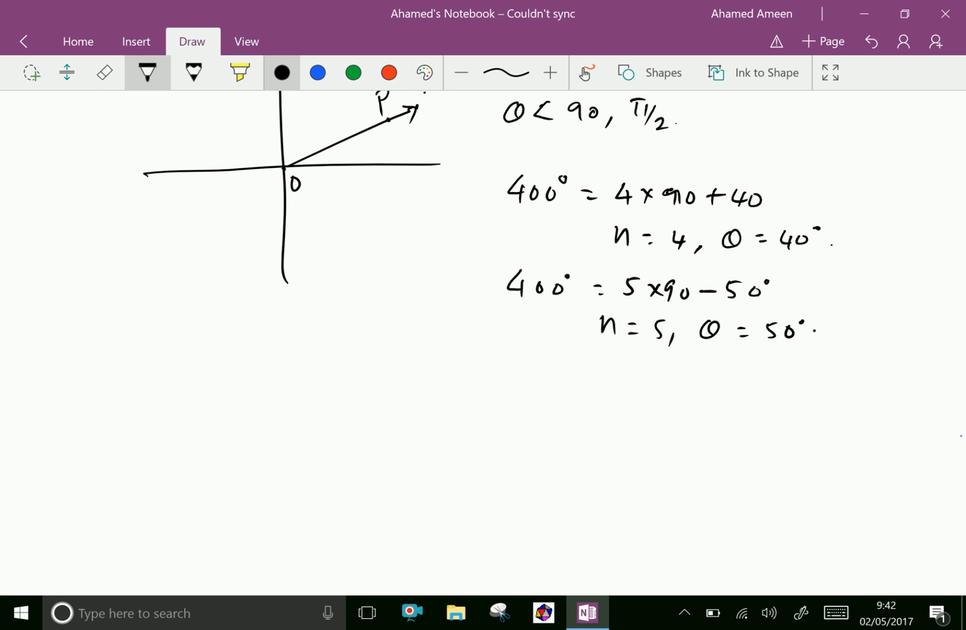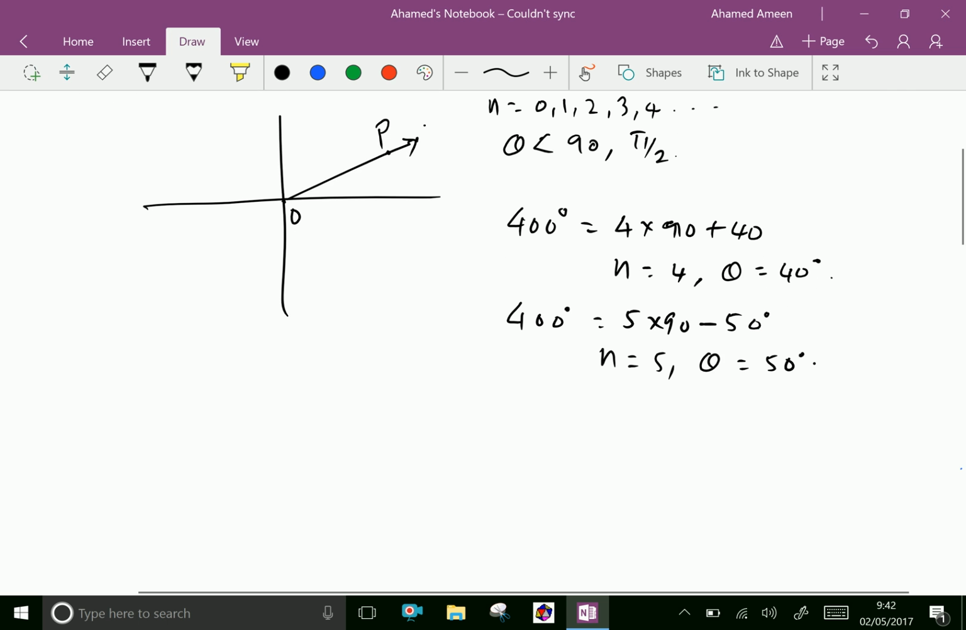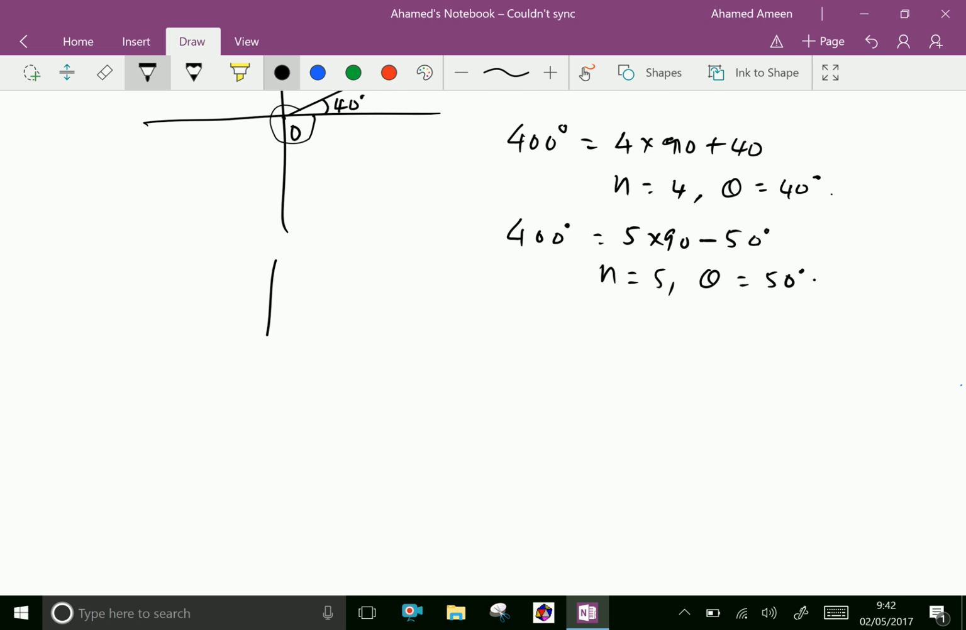Also we can understand which quadrant this 400 degrees lies in by checking this. N is 4 means 4 into 90, one complete rotation, as well as extra 40 degrees, means here this angle is 40 degrees. One more way we can express this is 5 times 90: 4 times 90 is 360 and 5 times 90 is up to this 450, then come back 50 degrees. This is 50 degrees, means our angle theta is also 40 degrees here.